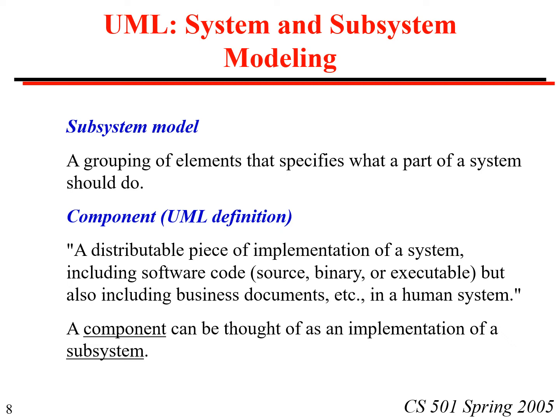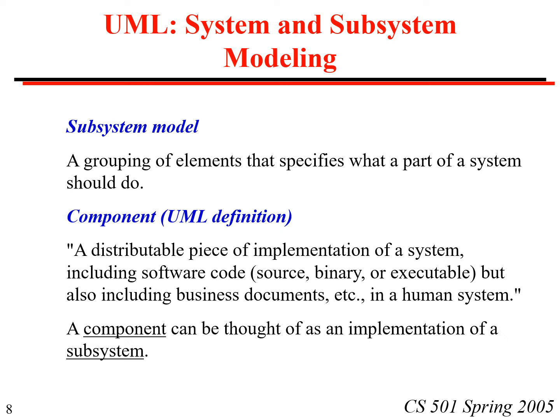So in all of the UML diagrams you have seen, there is a whole large system, and where you are drawing n number of other modules. So those n number of other modules within that system become subsystems, because a subsystem is a subset or a part of a system. So a subsystem model is a grouping of elements that specifies what a part of a system should do. Just now I have told you, a subsystem is a subset or part of a big, whole system, and each and every subsystem is going to have its own responsibility or job to perform.